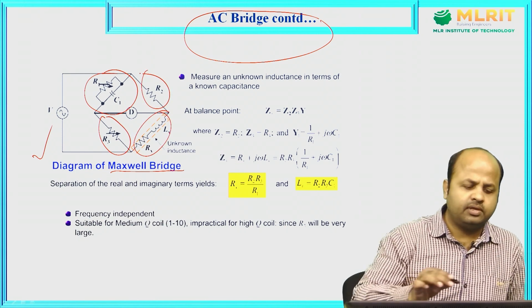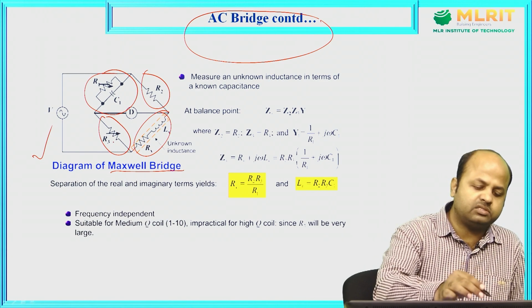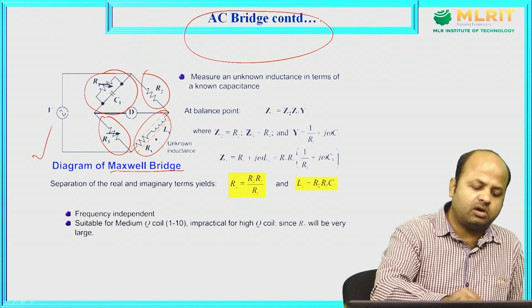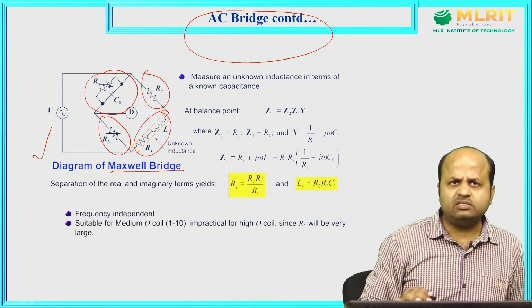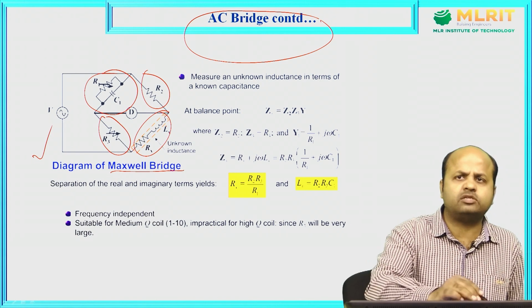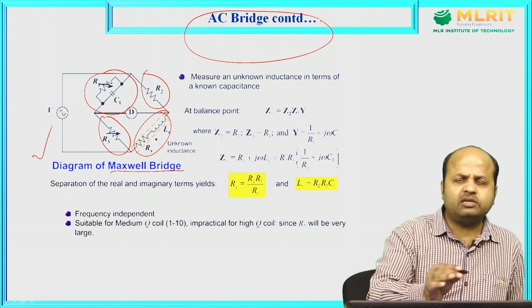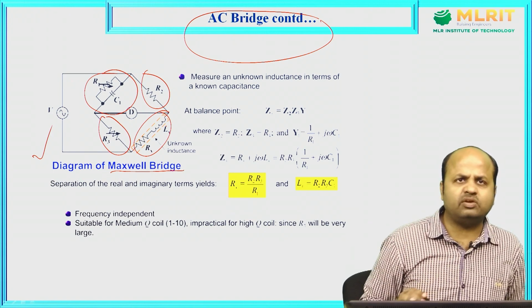Having different components, we can see that R1 parallel C1, R3 is there, R2 is there, and a combination of RX and LX is there. In AC bridges the component may be anything, either inductor, capacitor or a combination of inductor and capacitor. Unlike DC bridges, which only have a resistor. So you note down this difference.